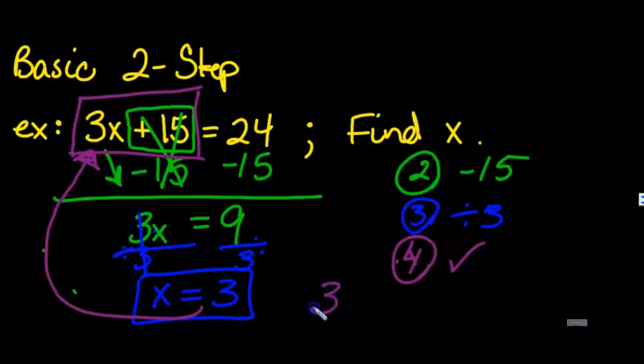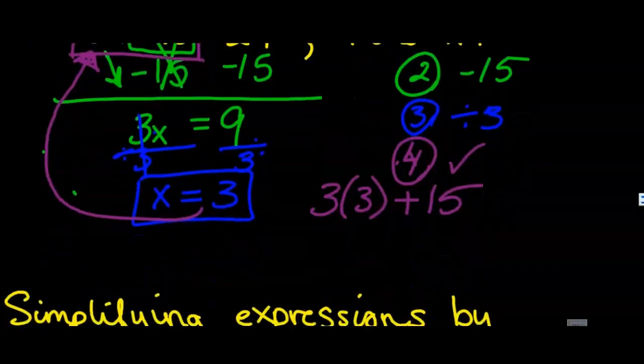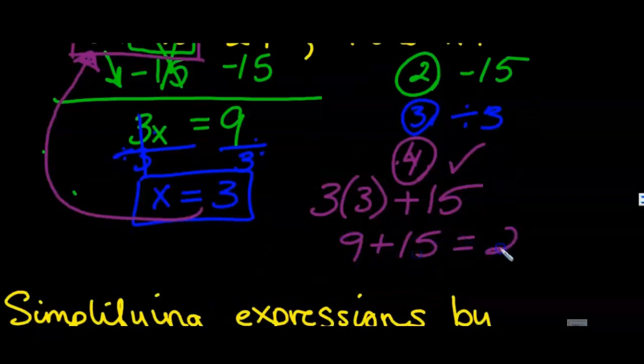Again, everywhere I see x, so 3x, I'm going to put 3, plus 15. And now I'm going to evaluate this. 3 times 3 is 9, plus 15, that equals 24, which is in fact what we wanted. So it checks out, x is equal to 3.